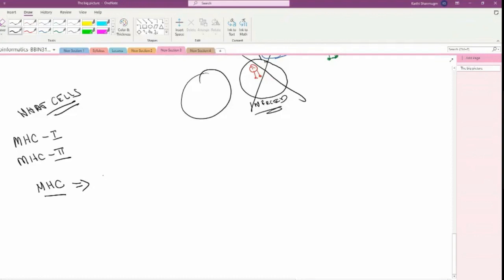So MHC stands for major histocompatibility complex. Major histocompatibility complex 1, and major histocompatibility complex 2, right? That is what MHC stands for.